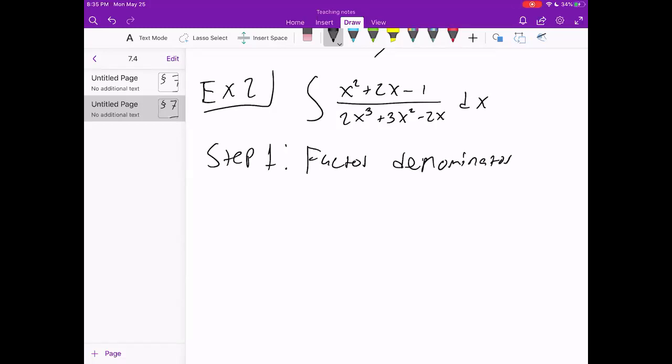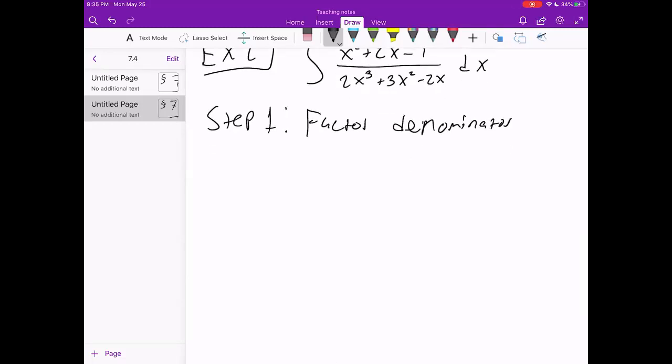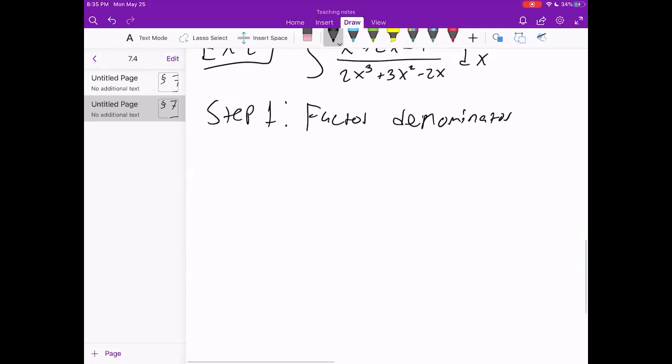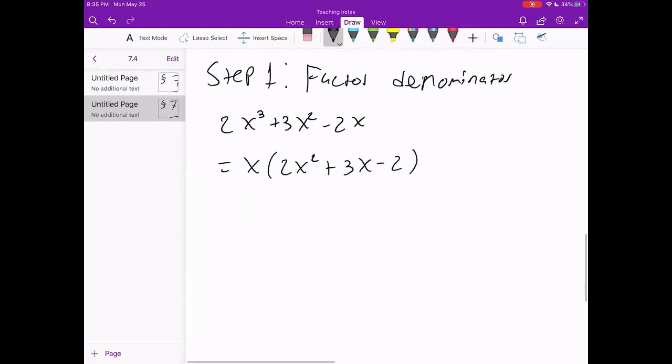So the numerator is not going to matter at first. We're going to factor the denominator. So I have 2x cubed plus 3x squared minus 2x. I can factor an x out of that. I get x times (2x squared plus 3x minus 2).